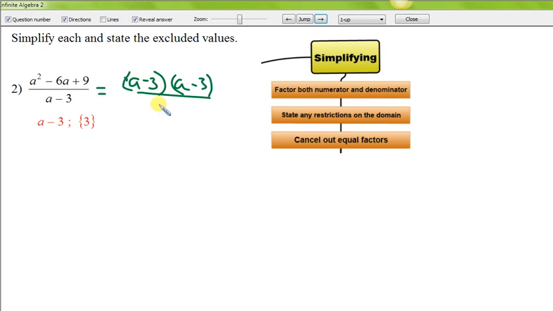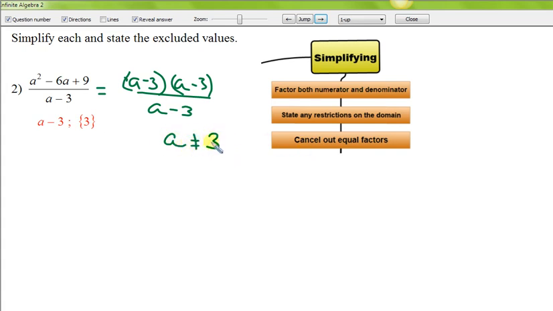And now what we want to do is look at that second step here, state any restrictions on the domain. And the question is, what value of a would make this whole thing equal 0? It's very similar to finding zeros or roots of the function, so you should be able to figure that out, that a cannot equal 3.